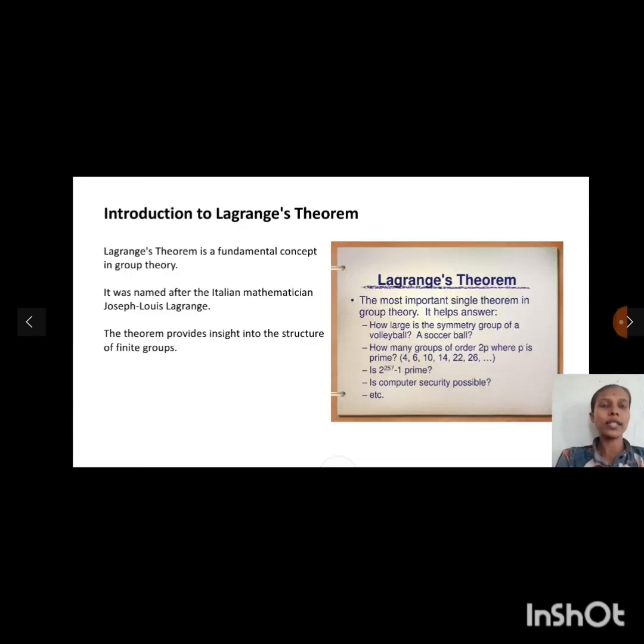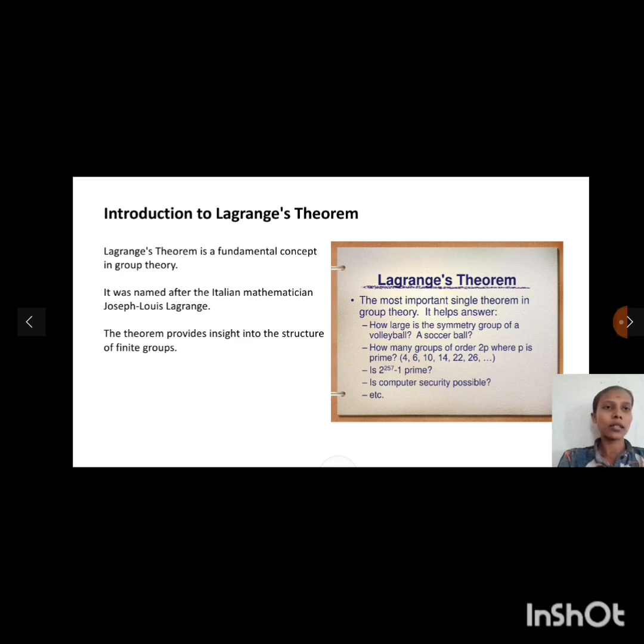Introduction to Lagrange's Theorem. Lagrange's Theorem is a fundamental concept in group theory. It was named after the Italian mathematician Joseph Louis Lagrange. The theorem provides insight into the structure of finite groups. Lagrange's theorem is the most important single theorem in group theory.